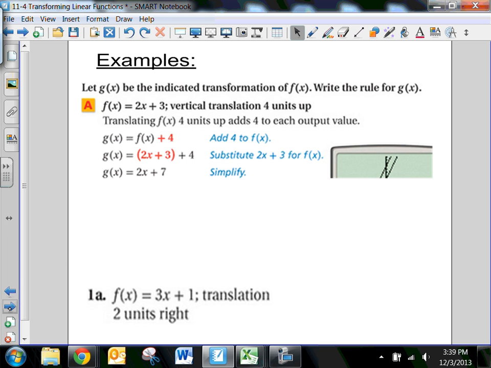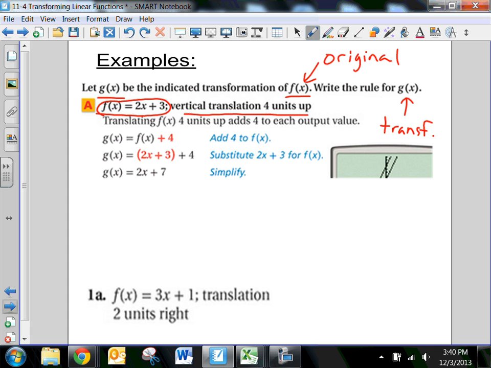Okay, we're going to talk about some examples of those, and I hope you can just read these and follow along. This is saying let g of x be the indicated transformation of f of x. So this right here, f of x, is our original, and g of x is going to be the transformation. This is saying that f of x, our original function, is 2x plus 3, and it wants us to do a vertical translation 4 units up. So I know that if I'm doing a vertical translation 4 units up, I'm going to add 4 on the end of f of x.